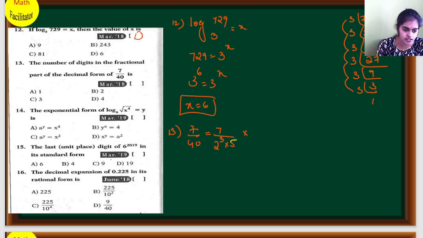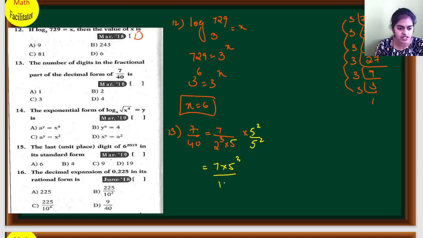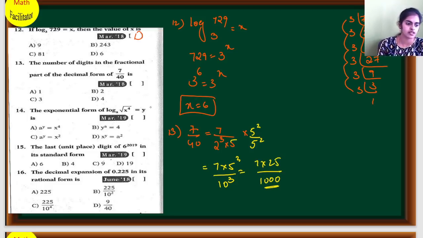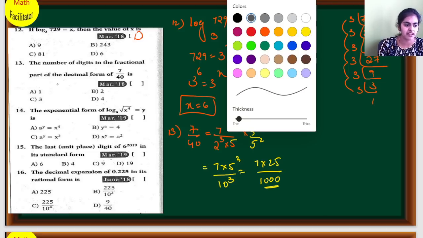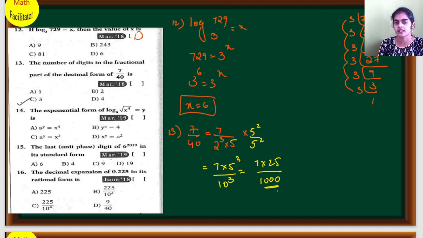Till here I hope you understood. 7 by 40 I can write as 8 times 5, where 8 is 2 cube. Now the power of 2 is 3, and here you have only 5, so you multiply and divide by 5 square to get equal powers. So 7 into 5 square divided by 10 cube, since 2 cube into 5 cube is 2 into 5 whole cube, which is 10 cube. So 7 into 25 divided by the denominator, which has 3 zeros, so you'll have 3 decimals. You don't have to divide and check; you can use the theorem. Right? Now question number 14.